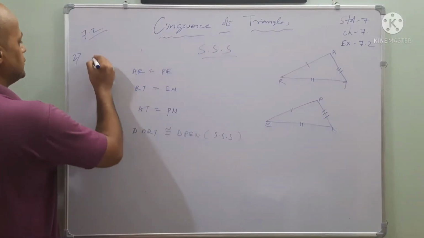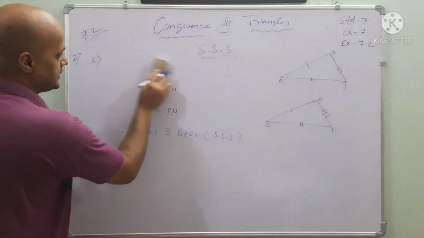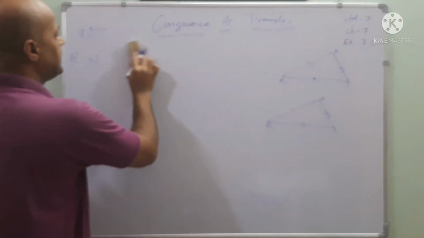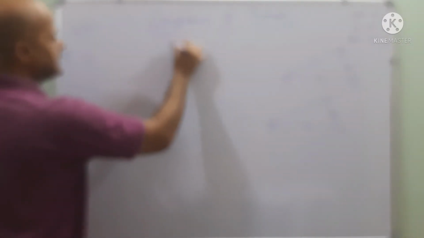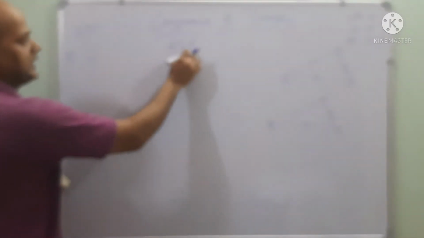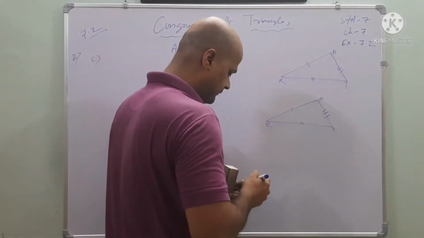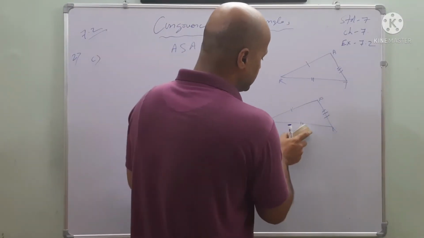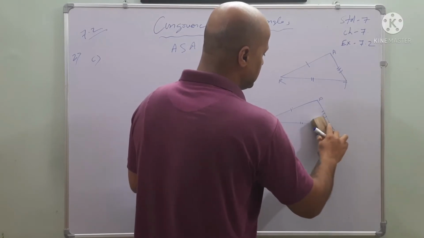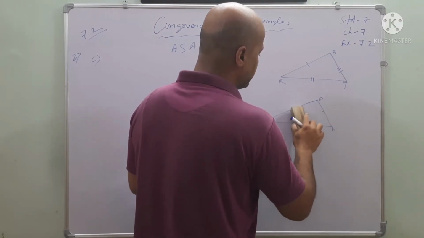Okay? Go for C. I just erase this one. The same triangle will be there, but the rule is different. In C bit, it's saying that you have to use ASA criterion, means angle side angle criterion. Okay? So erase these things because sides are not given. Only one side and two angles are given.